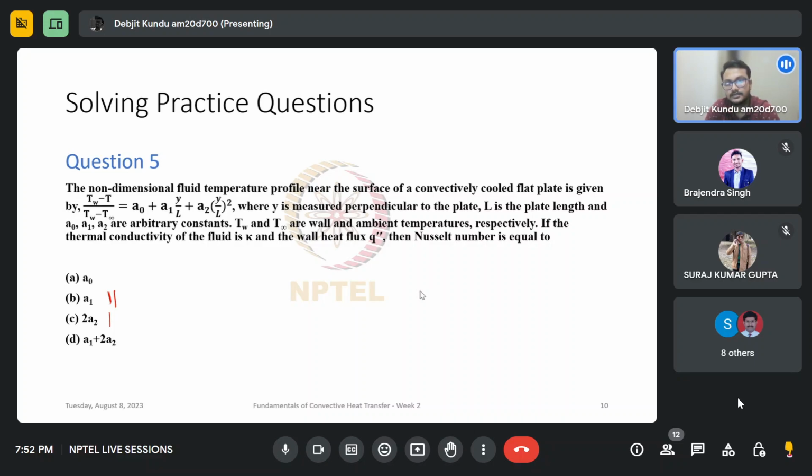Now this Tw and T infinity are wall and ambient temperatures respectively. If the thermal conductivity of the fluid is K and the wall heat flux is q double prime, then what is the Nusselt number? Is it option A, A0, option B, A1, option C, A2 or 2A2, or is it option D, A1 plus 2A2?